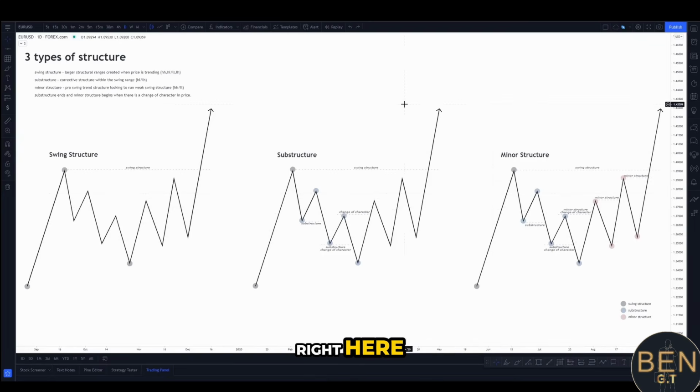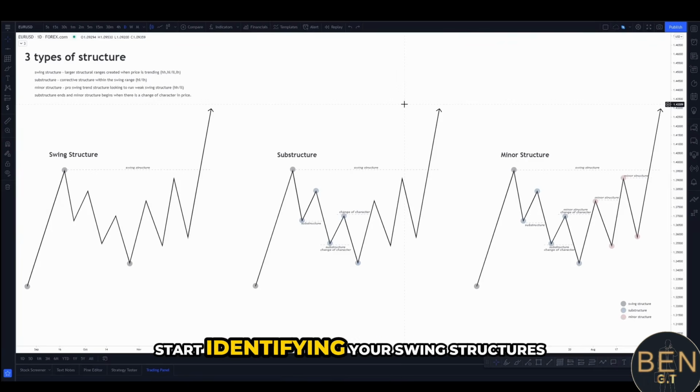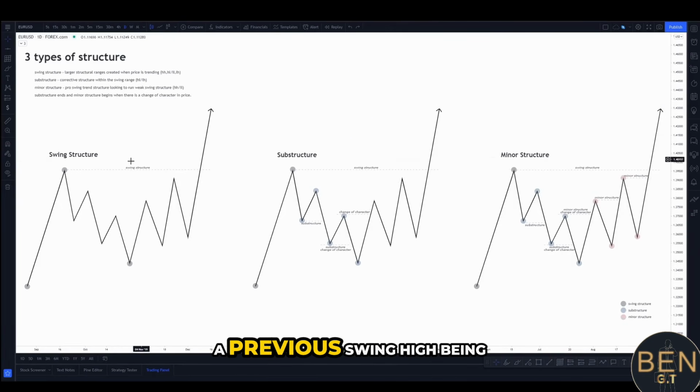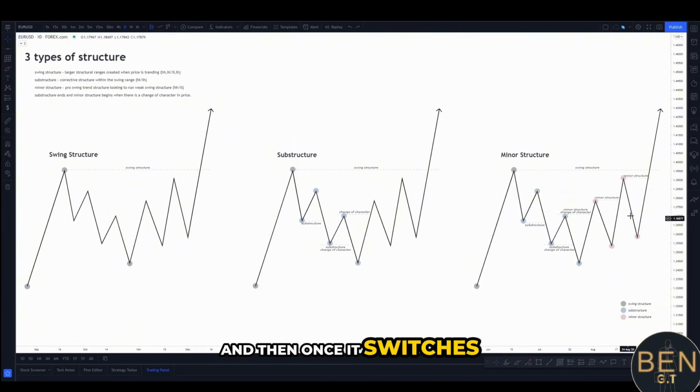as seen in this graphic right here. So what I recommend now is taking a look at your charts, especially the ones that you would have mapped out in the market structure example of the course. Start identifying your swing structures, start identifying substructure, minor structure, and really understanding the difference between the two, and begin to get more comfortable with the idea of what substructure represents on a chart when it switches to minor, and how we can look to anticipate, say, a previous swing high being taken out to form a new higher high by using the concept of where the substructure is, and then once it switches to minor structure.